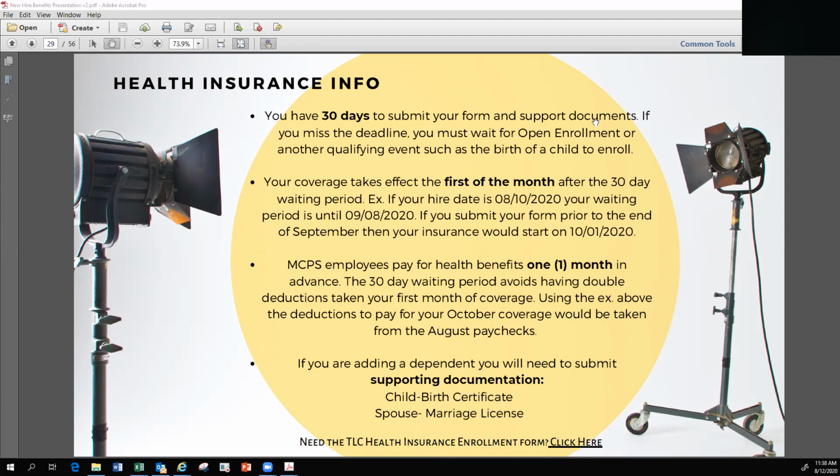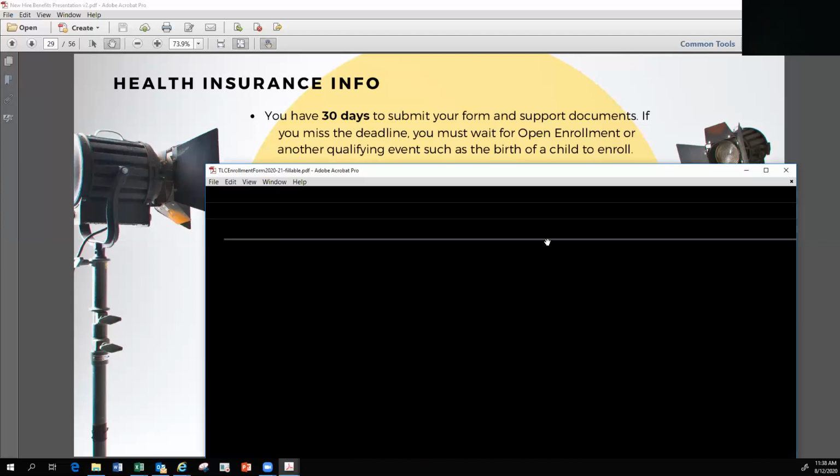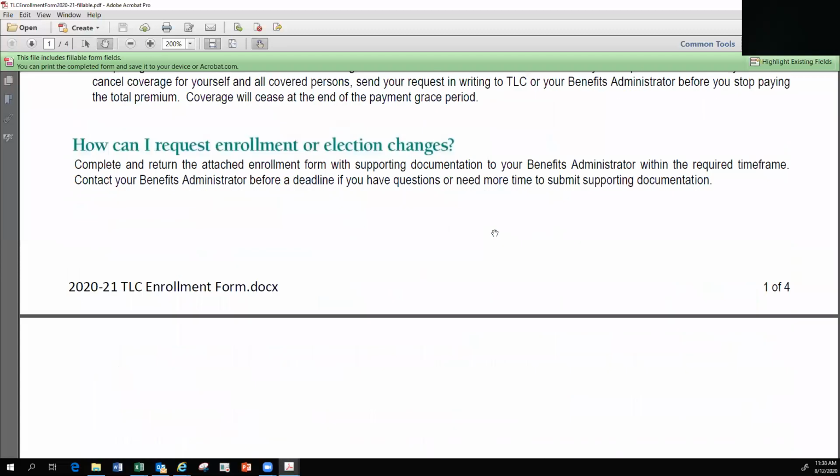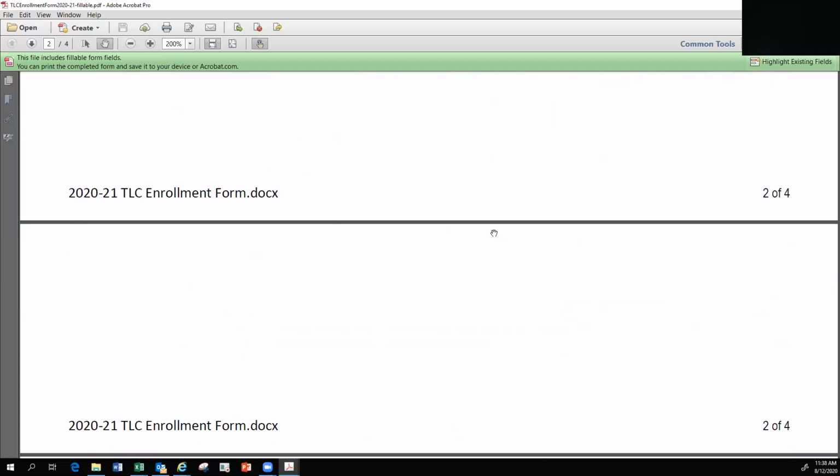If you're going to be adding dependents, I do need supporting documents. If you're going to add a child, I need a birth certificate. And if it's a spouse, I need a marriage license. And then down here is the link to the enrollment form, which I'm going to go over with you. Again, this is going to be on the Google Doc and a PDF so that you have access to the links as well.